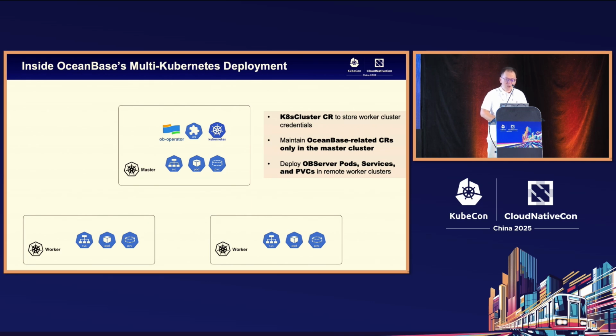To make this work, we use a custom resource called Kubernetes cluster to store credentials and connection information for each worker cluster. The OB server controller in the master cluster uses it to manage native Kubernetes resources remotely.